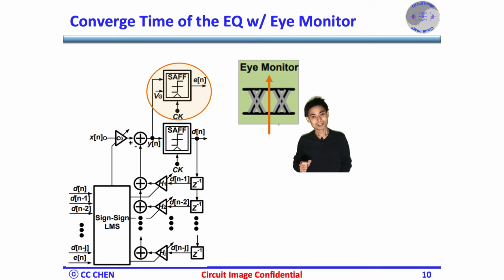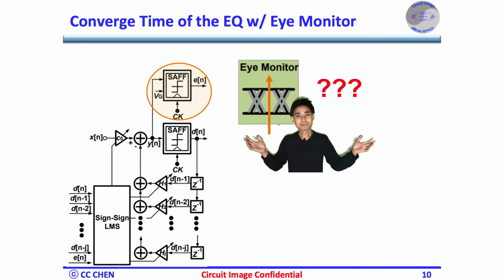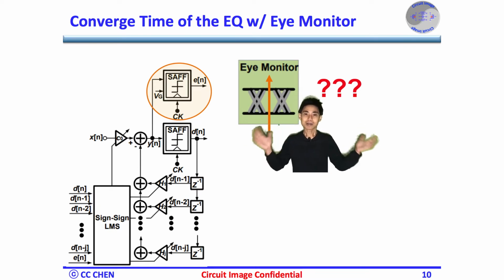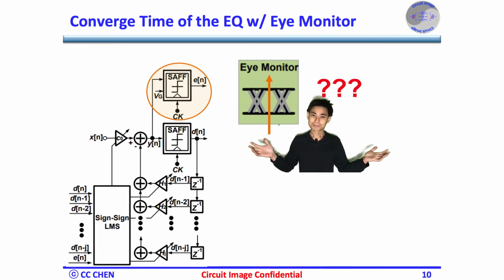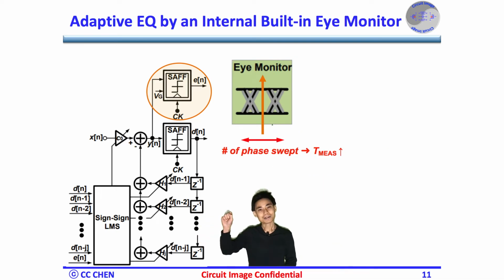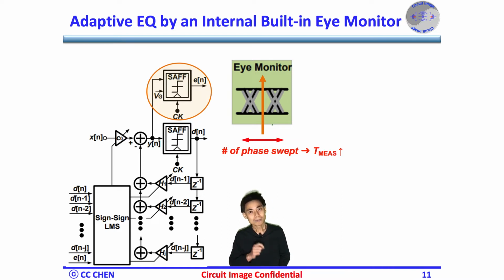It looks good, but do you see any implication issues of such an eye monitor approach? Bingo! The converge time could be a concern. As we discussed, when a link starts up, most standards or protocols may require limited training time to start sending the data. So, the evaluation time could be too long to meet the required training time.